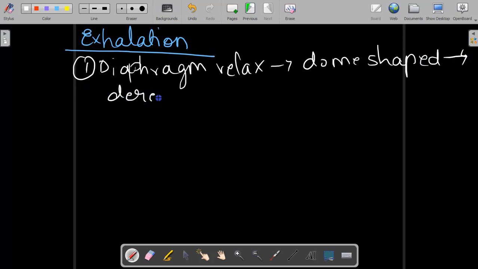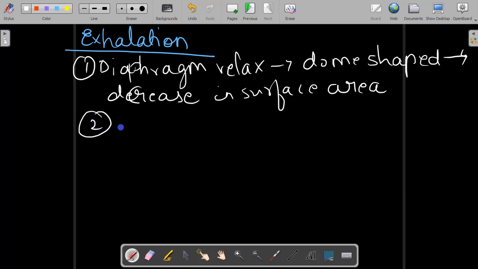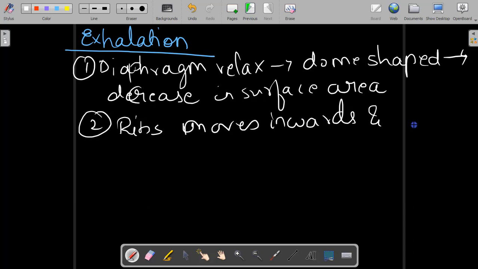Decrease in surface area, right, of thoracic cavity, of chest cavity. If the thoracic cavity decreases, ribs move inwards and downwards. Exactly opposite. Ribs will try to move inwards because there is no space. If the ribs are going inwards, what will happen to the lungs?